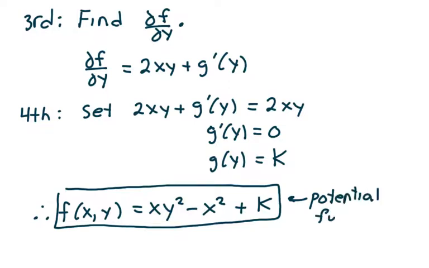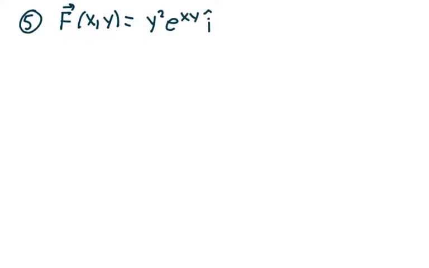So this here is my what's called potential function. Okay? And that's number 4. Let's go ahead and take a look at number 5. Suppose f of xy equals y squared e to the xy times i plus 1 plus xy times e to the xy times j.